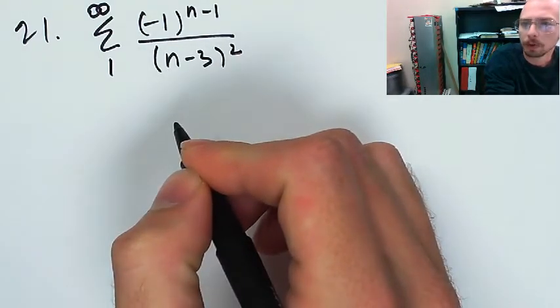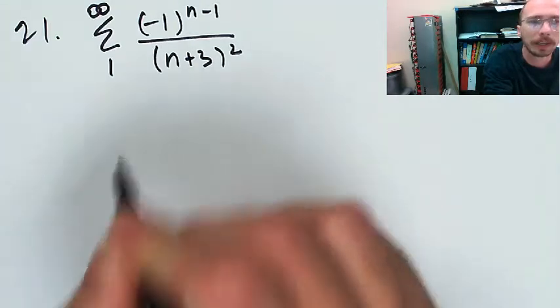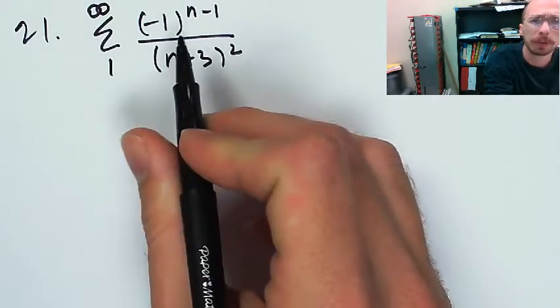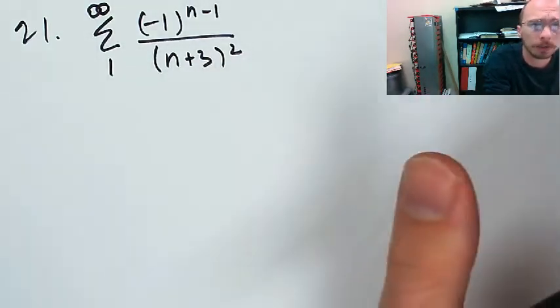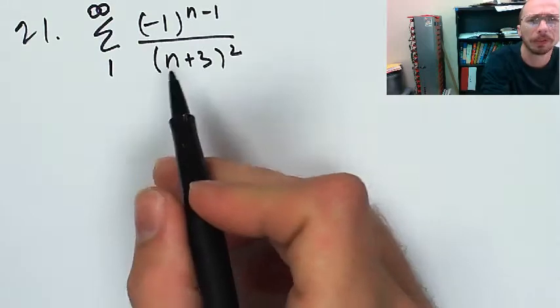n minus 3 squared. I think that was meant to be an n plus 3 squared, right? Because where n equaled 3, that was going to be infinite, and that would not be a convergent series. We couldn't add it up. The total would not be defined because one of the terms wasn't defined. Okay, it's going to be n plus 3 squared.